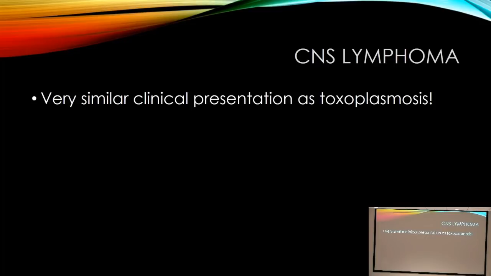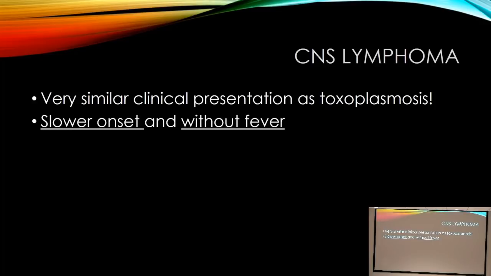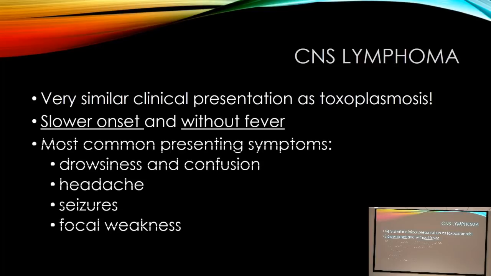So it has a lot of overlapping features with toxoplasmosis. And I'm going to try to highlight some of the differences, but just to know it isn't as black and white as I'll make it sound. It's often a little murky clinically. So in general, the progression is a little bit slower with CNS lymphoma. They're less likely to have a fever. But again, if you have someone with AIDS, they're prone to all other kinds of infections. So they may have a fever for some other reason.